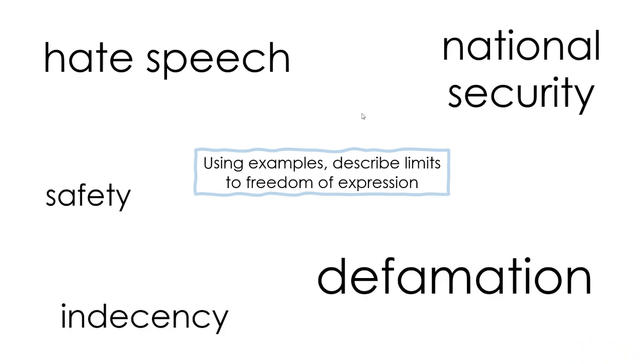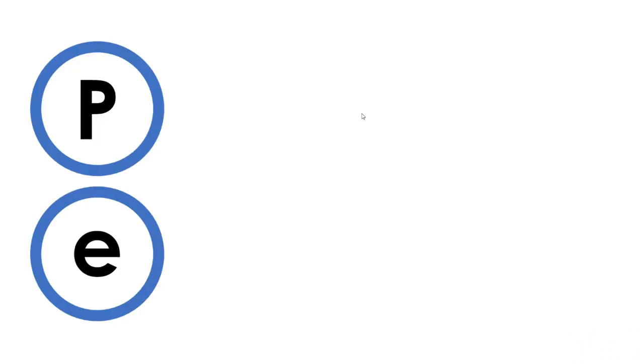Hate speech is a limit to freedom of expression. If there is a risk of national security, defamation or libel, okay, when you're lying about someone, newspapers can get entangled in this, for example. If there's a public safety issue or incidents of indecency. So these are 5 examples here of limits to freedom of expression, and you've obviously got to pick just 3 of them. So again, we'll do this fairly quickly.